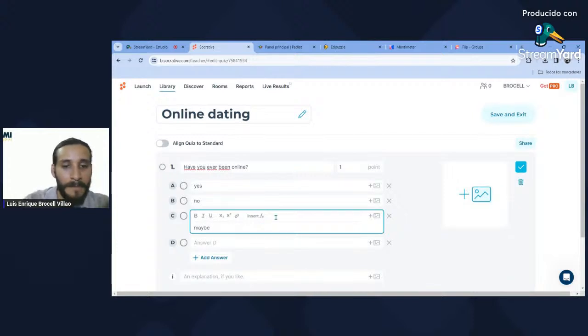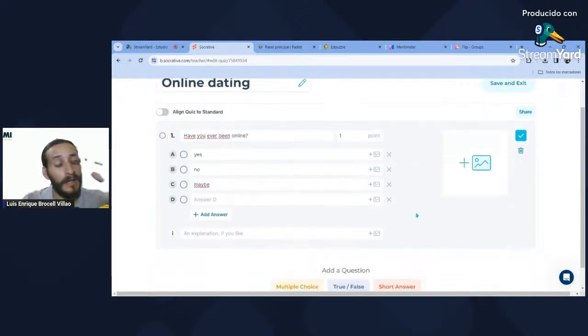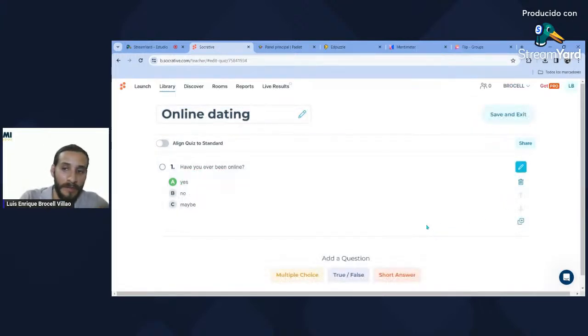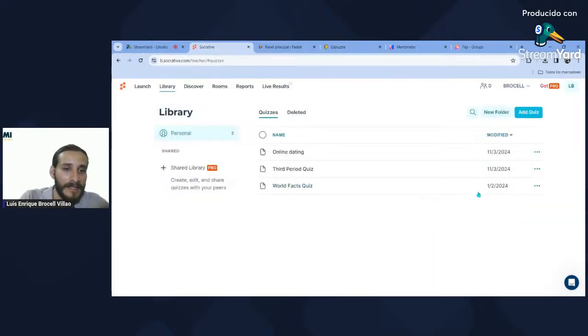Maybe, okay? I am able to select the correct answer. It can be multiple correct answers or only one. And it's ready. Add question, we can put a picture over here to make it more interactive, and so on. Save and exit, and it's in our room.